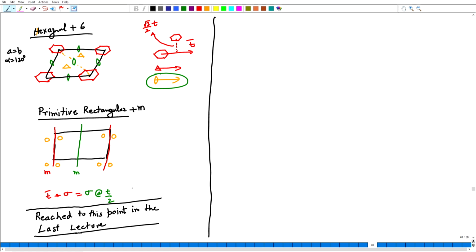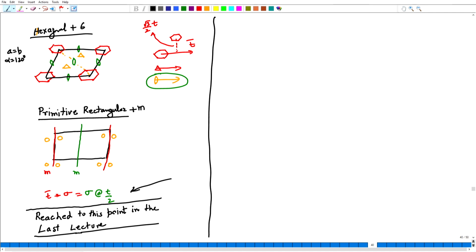Okay, in this lecture, we will continue what we were doing, developing the plane groups or the 2D space groups, you can say. In the last lecture, we had reached up till here, and the last thing that we did was take a primitive rectangular cell and add a mirror plane to it to get the associated plane group.